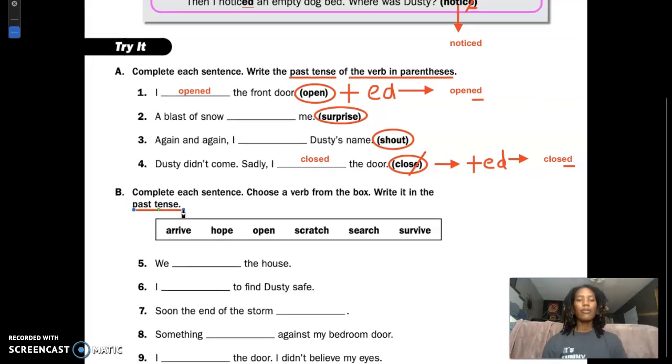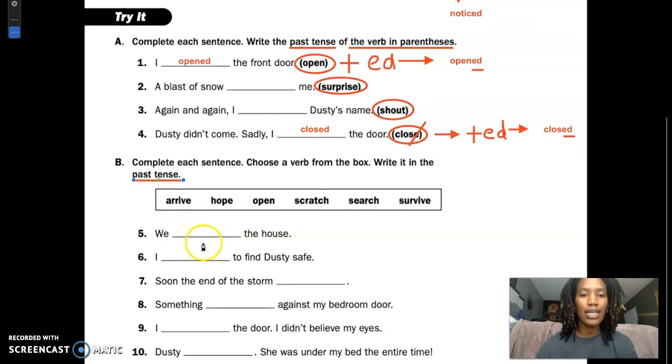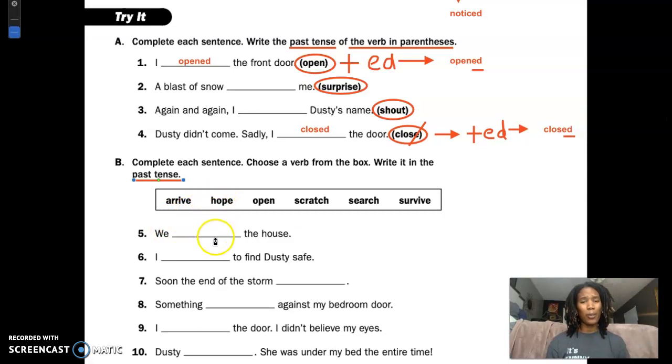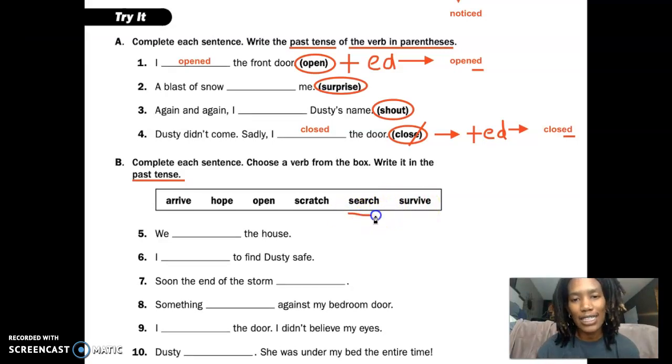All right. So number 5 says, we blank the house. Well, let's see. We arrive the house? No. We hope the house? No. We open the house? No. We scratch the house? No. We search the house? Maybe. We survive the house? No. All right. So our answer is definitely search.